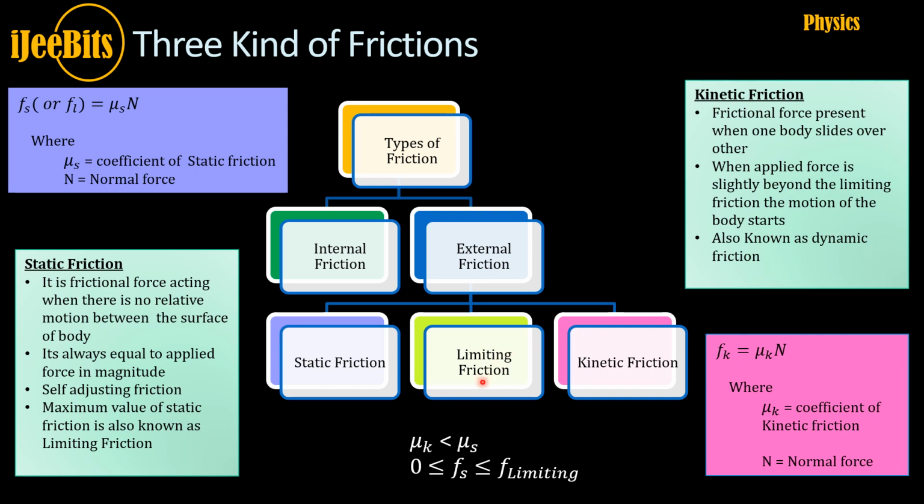Now limiting friction. This is also known as maximum static friction. It is the maximum amount of frictional force that can be exerted between two surfaces before one starts sliding relative to the other. Once the force applied to overcome the static friction exceeds the limiting friction, the object will begin to move. It is called limiting because it represents the upper boundary of static friction, beyond which motion occurs.